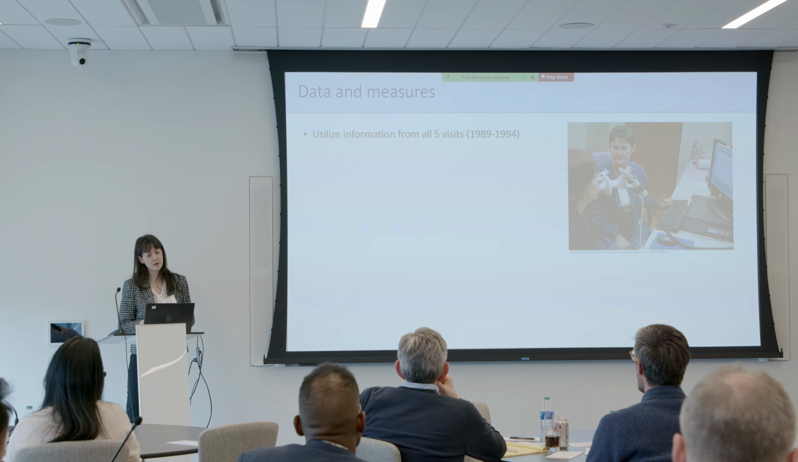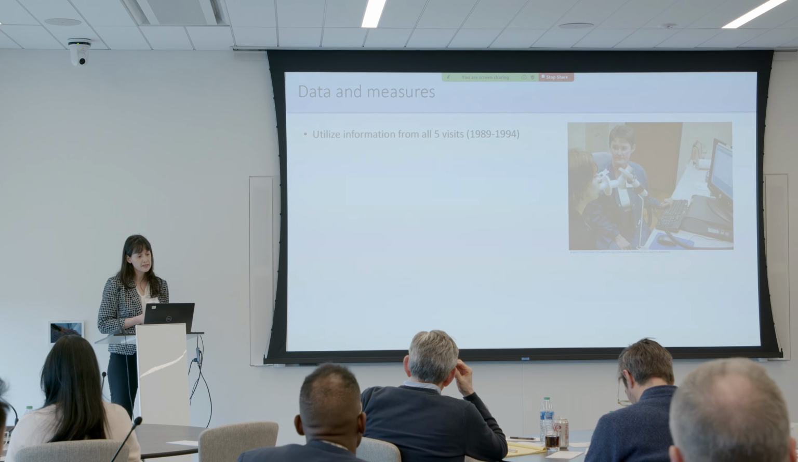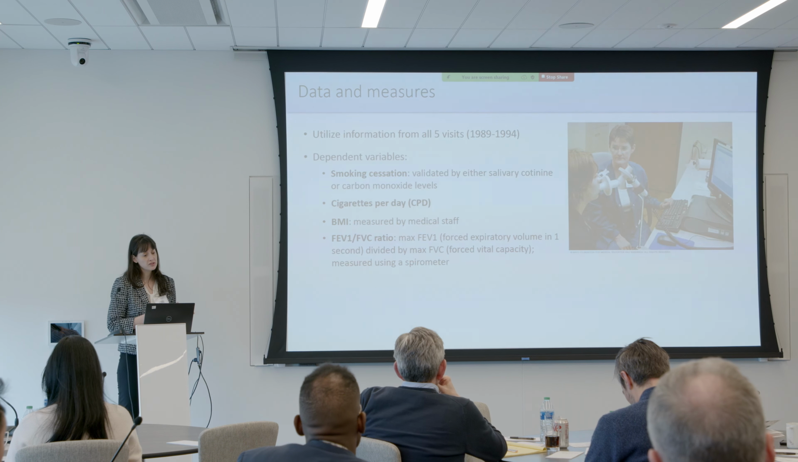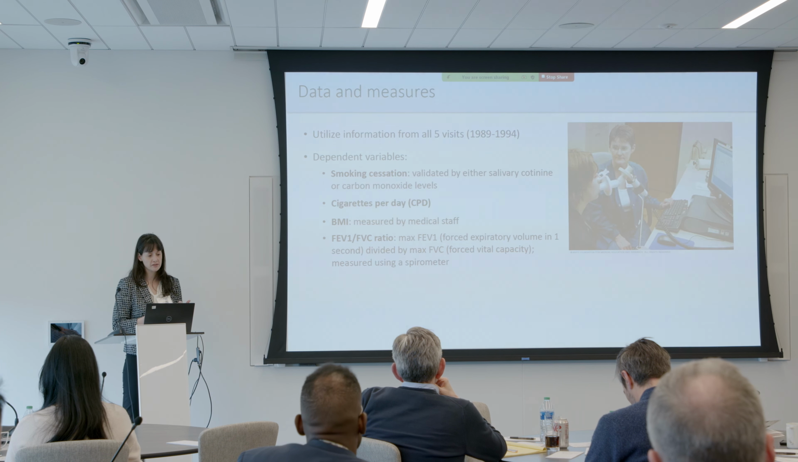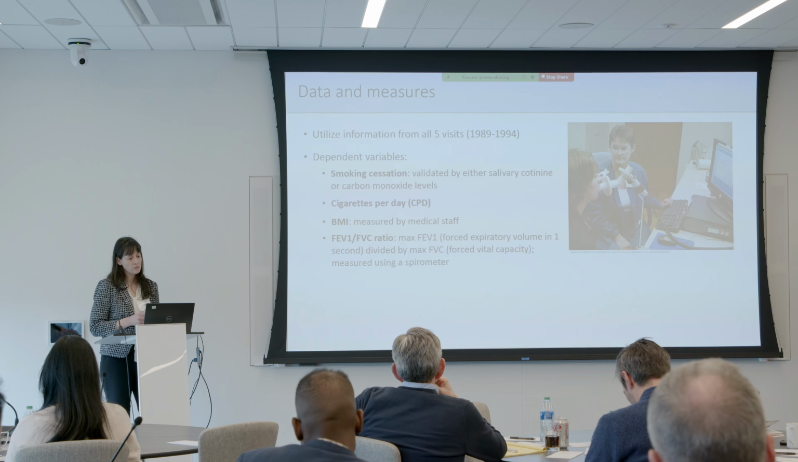For data and measures, we're going to utilize information from all 5 visits. The dependent variables we'll be looking at are smoking cessation, which was validated by cotinine measures or carbon monoxide levels, cigarettes per day, BMI, which was measured by medical staff, and then what we'll call the F ratio, so FEV1 over FVC.